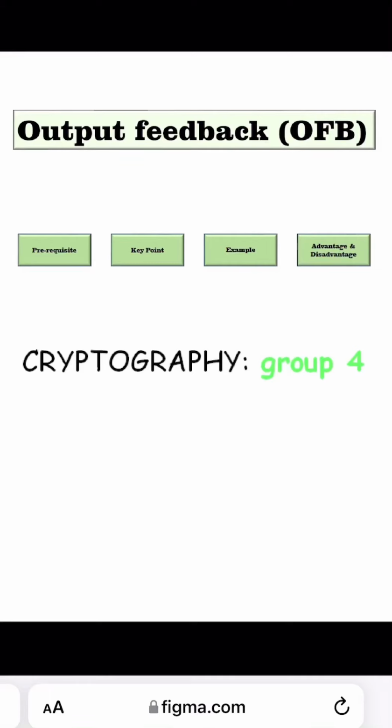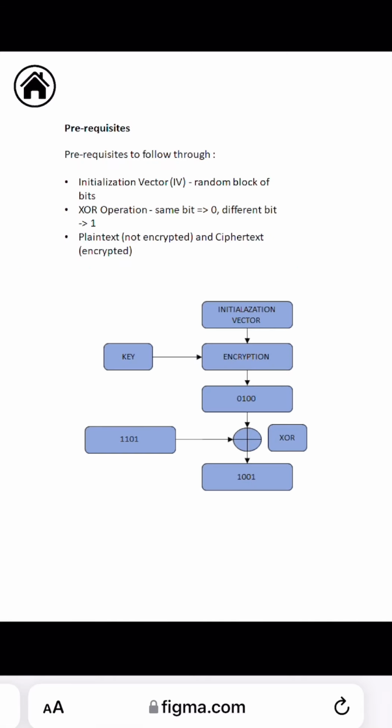Today we are going to look at one of the block cipher modes. It's called the Output Feedback mode, or OFB. Now look at the prerequisites of OFB. The first one is called the initialization vector, or IV, which is just a random block of bits or string. The IV just provides randomness to the encryption, so that the same message will not have the same output after encryption with the same key.